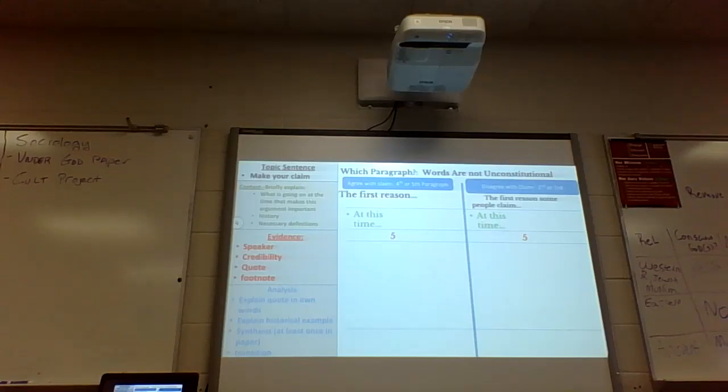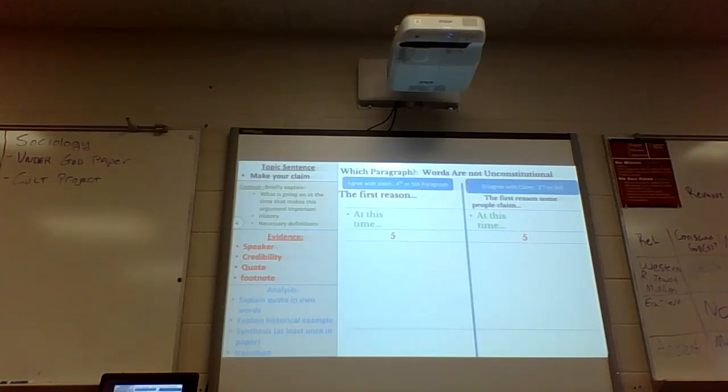So, Joe, do you think the word should be removed? It should be left alone. So you agree? You agree with that, right? That they do not violate the Constitution. So you have the first reason. Some people say the word should be removed. Well, no, this is arguing the word should not be removed. They don't violate the Constitution.